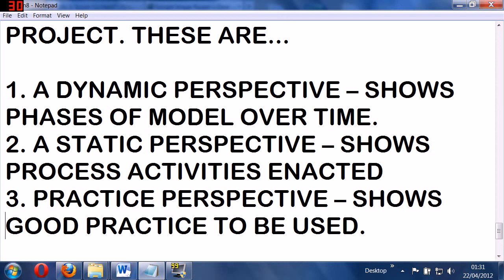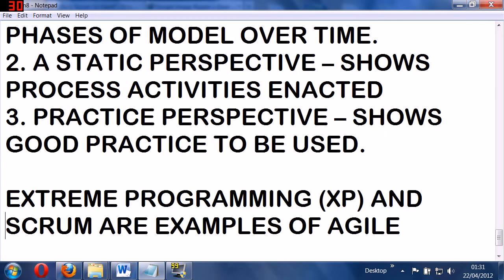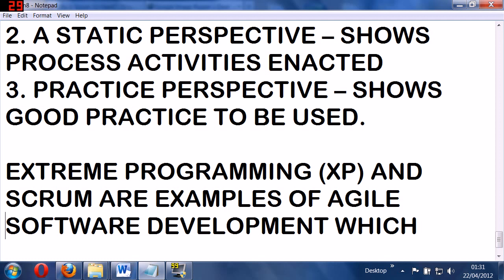So you've got a static perspective, which shows process activities enacted. What processes are we going to be doing in this? And then we've got a practice perspective, which shows good practice to be used, like a style guide. So dynamic, static, and practice, they're the things you need. And we're obviously going to be talking more about this stuff in the future as well. And we're going to move on to this.